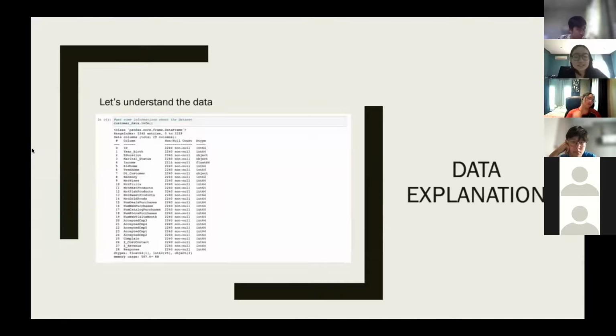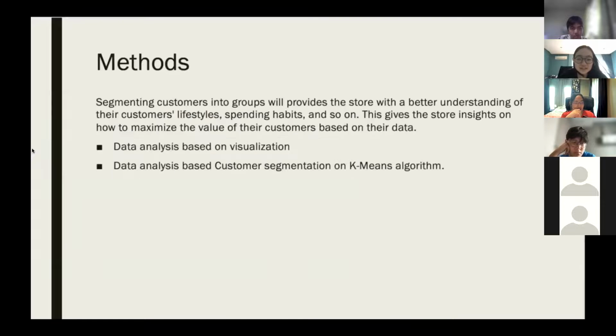Okay, so for the data, it has a total of 29 columns with 2,240 rows. After seeing the data, we can divide them into 3 parts. The first part is about the customer's personal data, the second is about the purchasing data, and the third is about the promotion data.